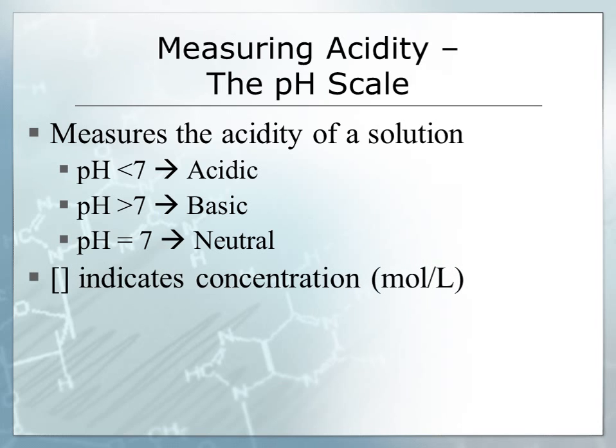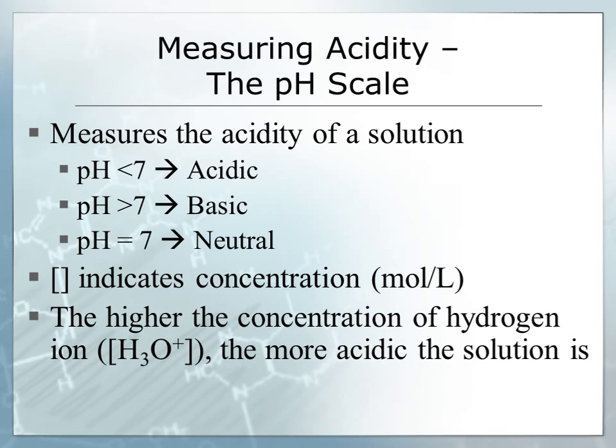When we take the logarithm of our hydrogen ion concentrations, usually the hydrogen ion is listed in concentration units of molarity, moles per liter, and the hydrogen ion symbol is written inside brackets. The higher that concentration is, the more acidic the solution is going to be, and thus the lower the pH value.